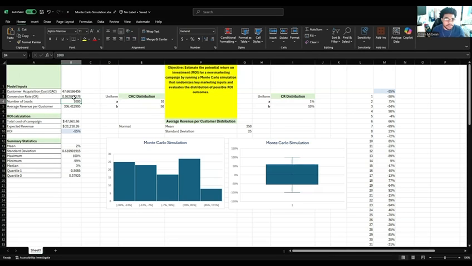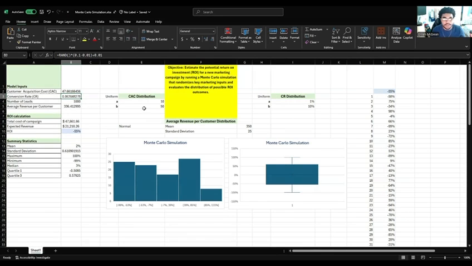And then, with the uniform distribution, obviously you get the random variable with the equation, and then range it between 10 and 50 for the customer acquisition cost, and range it between 1 and 10% for the conversion rate.